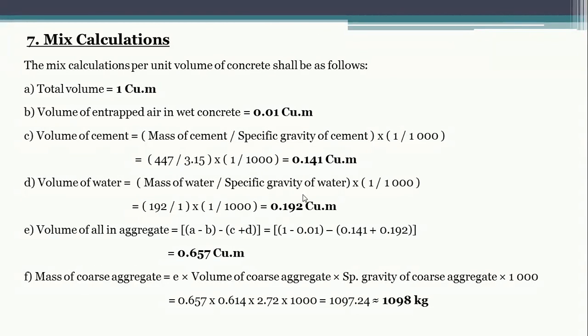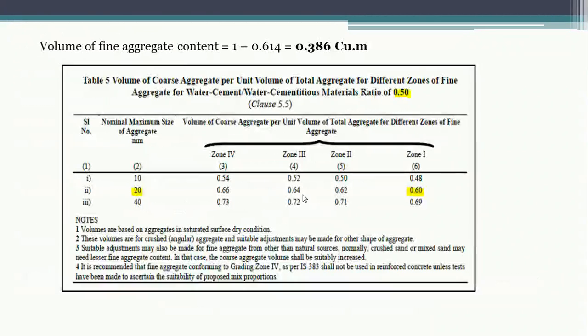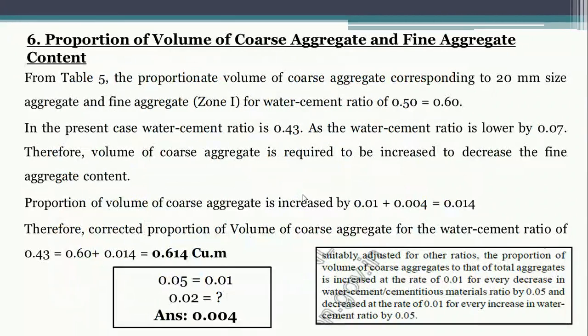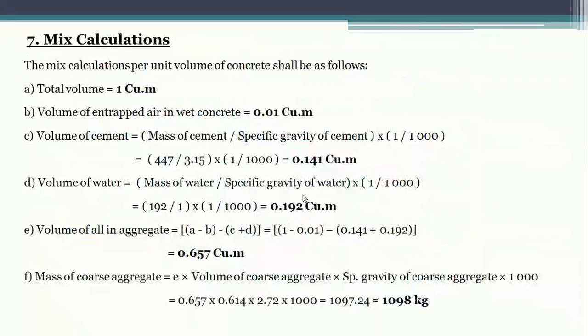So E, just substitute 0.657 that we have calculated as the volume of all the aggregate, into the volume of coarse aggregate we found in the previous step as 0.614 cubic meter. So multiply 0.614 into 2.72, the specific gravity of coarse aggregate, which is given in the data, you can refer to that, into 1000 is equal to 1097.24 kg, approximated to 1098 kg.